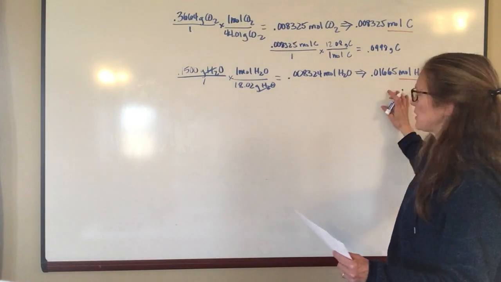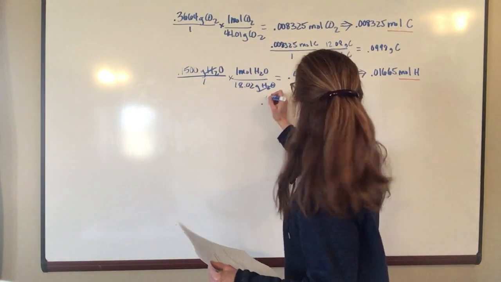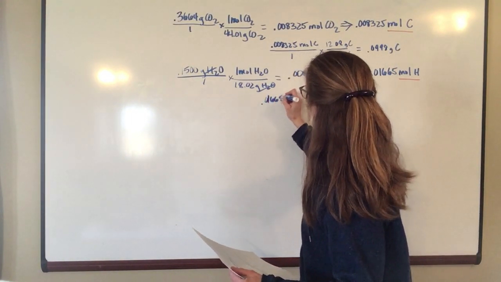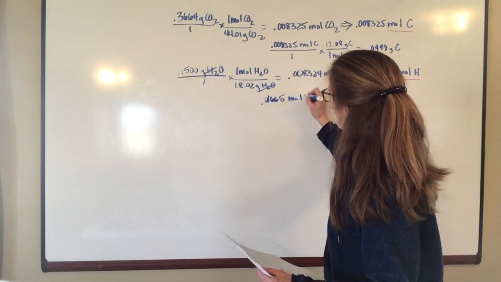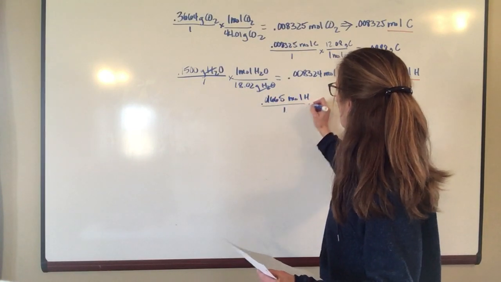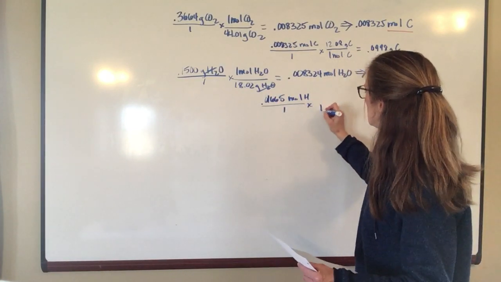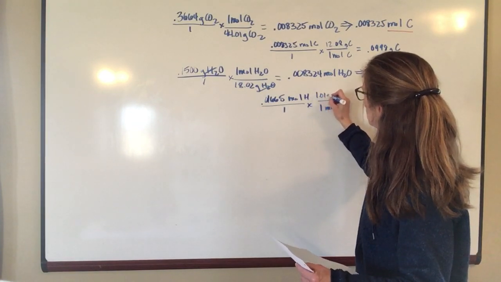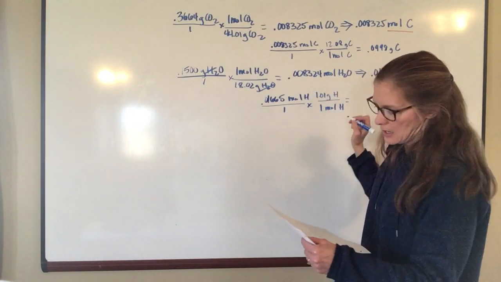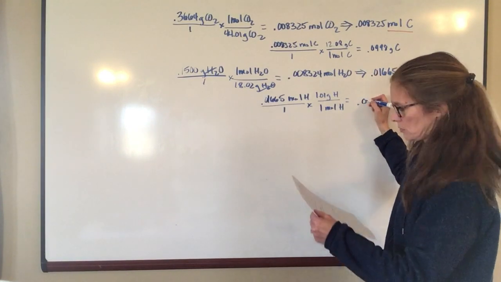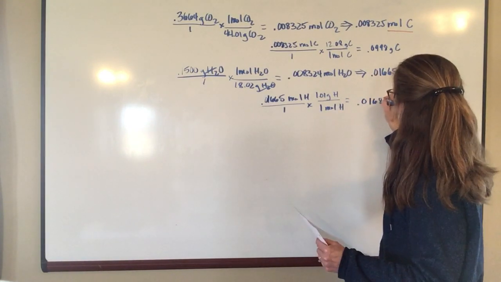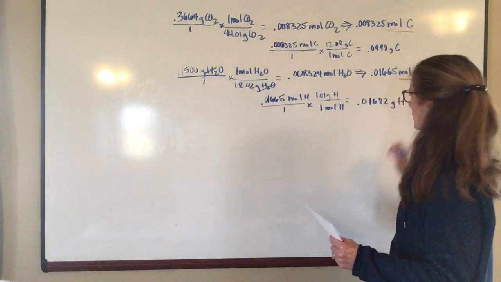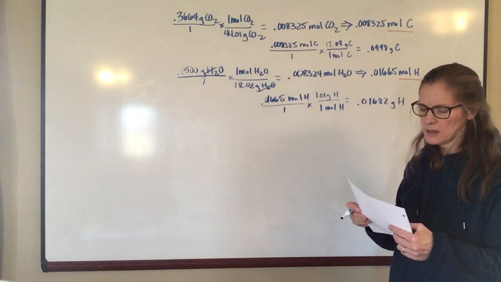I need to do the same thing with the hydrogen. So if I have 0.01665 moles of hydrogen, I'm going to convert that to grams. In 1 mole of hydrogen, there's 1.01 grams of hydrogen, and so that's going to give me 0.01682 grams of hydrogen. Okay?